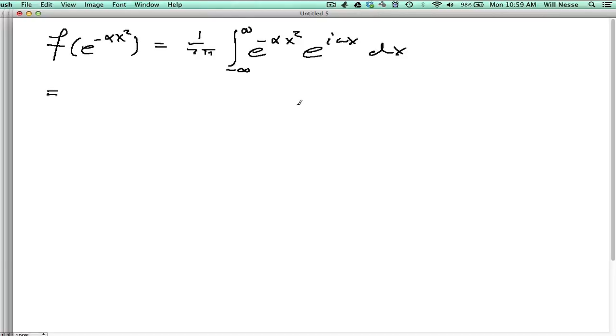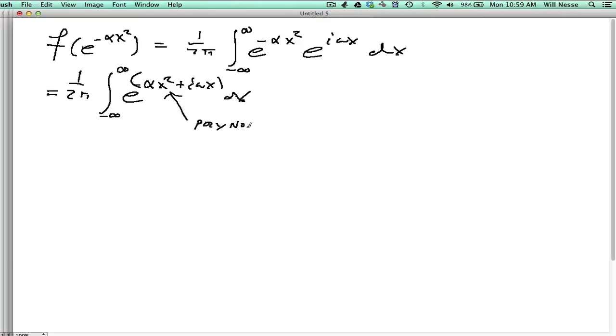All right, and we're going to combine our exponents as we would normally do, or as is useful to do. Plus i omega x dx. So we have this ugly integrand there, and we have this ugly exponent, but notice it looks like a polynomial in x. And so what we're going to do is complete the square.